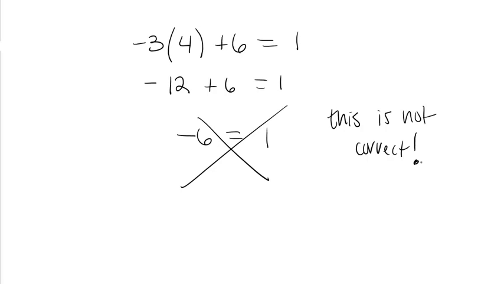So we found that this is not the correct solution, as x is not 4, because it does not make both sides equal to one another.